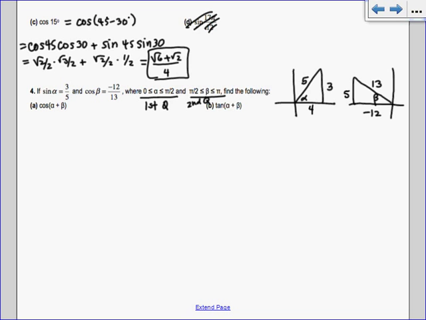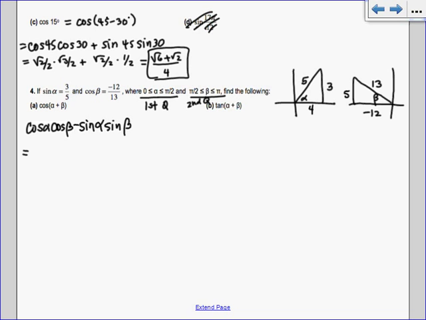So when I'm asked to find something like cosine of alpha plus beta, I don't have to find what alpha and beta are. That's actually very complicated, and it will never give you the exact answer using your calculator. You're going to get a decimal approximation. We don't want decimals. We want the exact answers. So what we're going to do is break it into cosine alpha cosine beta minus sine alpha sine beta.